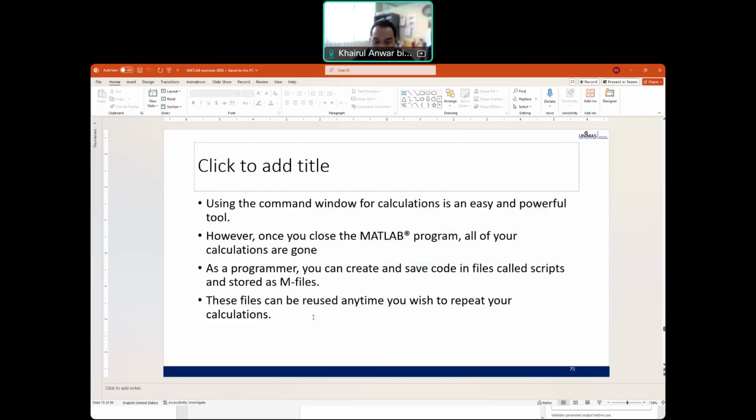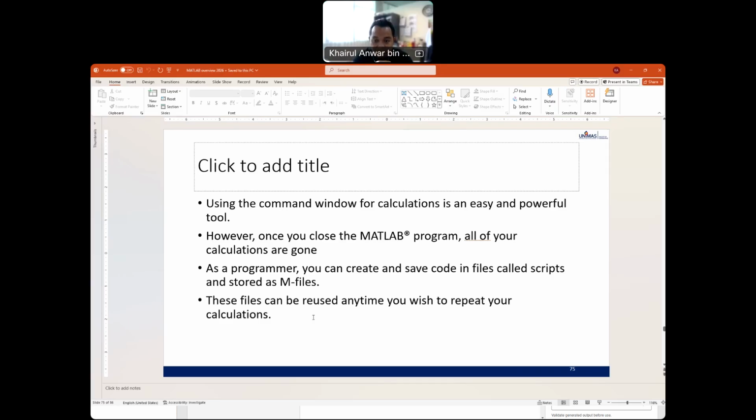Okay, now to script files. Using the command window for calculation is an easy and powerful tool. However, once you close the MATLAB program, all of your calculations are gone, which is true. In the command window, it will just disappear. So for a programmer, they need to save the code.